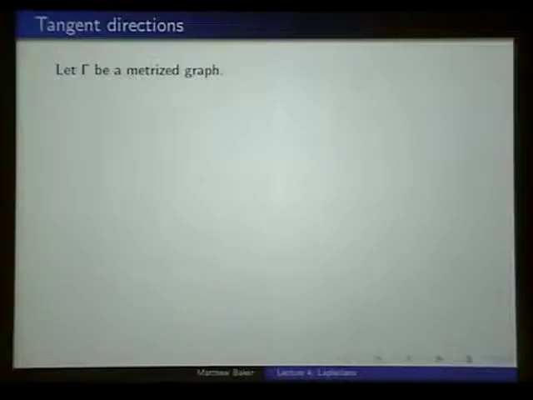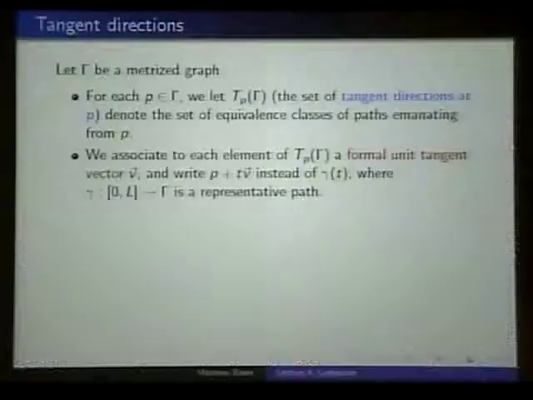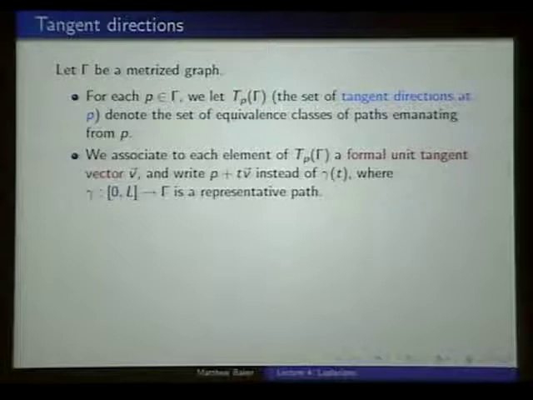Okay, so tangent directions, this is quite familiar from what I've already said. It's just the same definition I've given before. The set of tangent directions at a point on this finite graph is just the set of equivalence classes of paths emanating from P in the graph. So no surprises there. For each tangent vector, it's an equivalence class of paths, but we just think of some formal unit vector as representing this tangent direction. And then instead of a path gamma of t, I can think of it as p plus t times this formal unit vector for t in some interval.